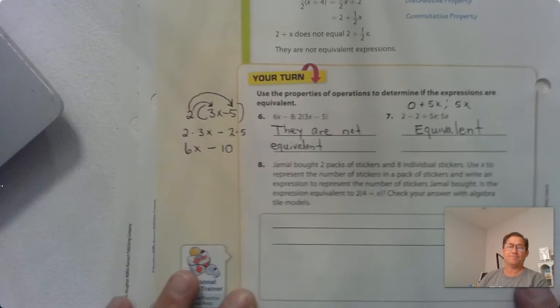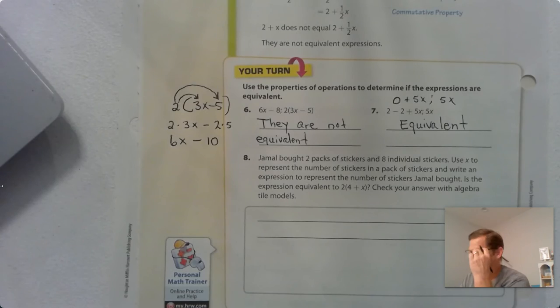All right, number 8. Jamal bought 2 packs of stickers and 8 individual stickers. Use x to represent the number of stickers in a pack of stickers and write an expression to represent the number of stickers Jamal bought. Is the expression equivalent to 2 times the sum of 4 and x? Check your answer with algebra tile models.